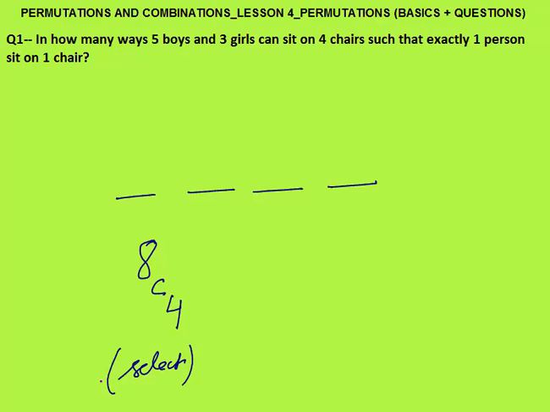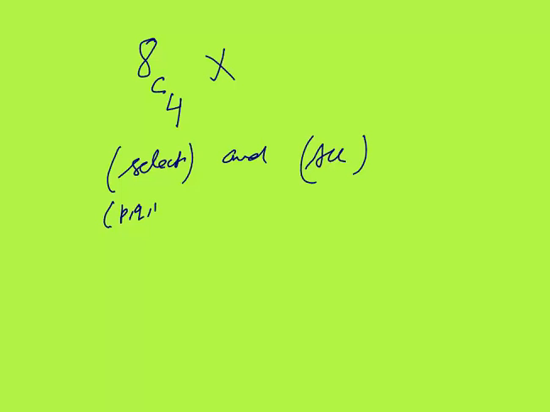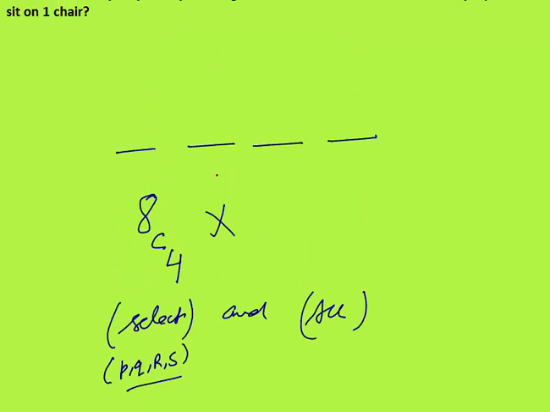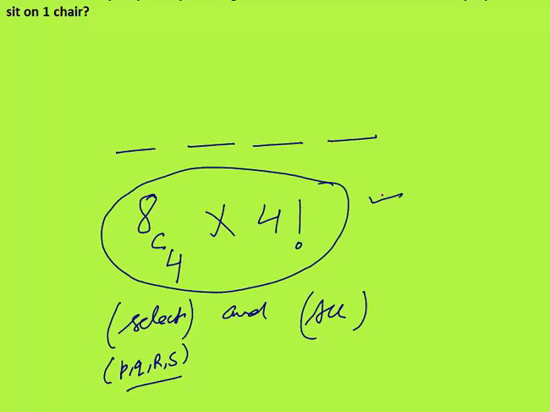Now I have selected 4 persons. Now I will arrange those 4 persons on 4 chairs. These 4 persons, let's say P, Q, R and S, have been selected out of 8. These 4 persons can be arranged on these 4 chairs in 4 factorial ways. So that will be my final answer.